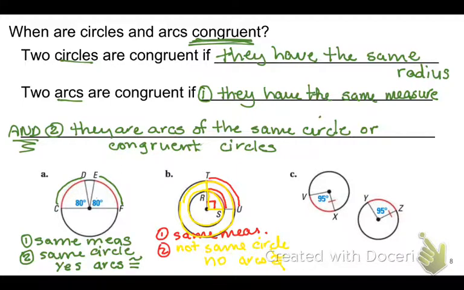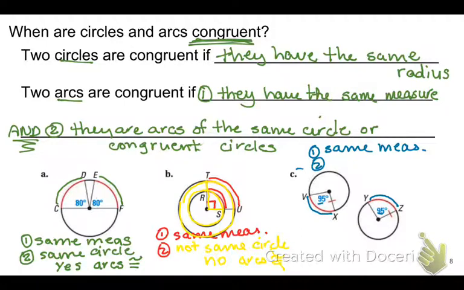Okay, so let's look at C. We're looking at VX and YZ. Now these are two separate circles. So we'll look at our two criteria. Do they have the same measure? Yeah, this one's 95, this one's 95. So they've got the same measure. And two, are they the same circle? No, there are two different circles. Now are they congruent?